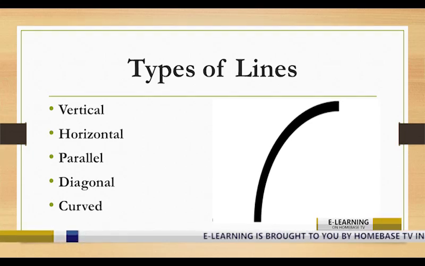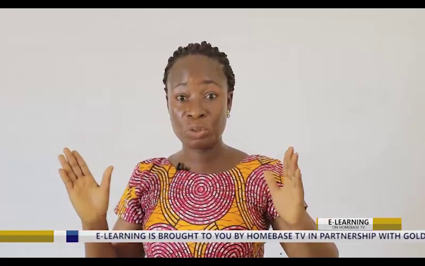parallel lines. They are in pairs. 2 of them moving together. They are not going to meet. Whenever we say parallel lines, you should know that we are not talking about 1, rather 2. They can be slants or they can lie horizontally. But parallel lines are 2 moving together.